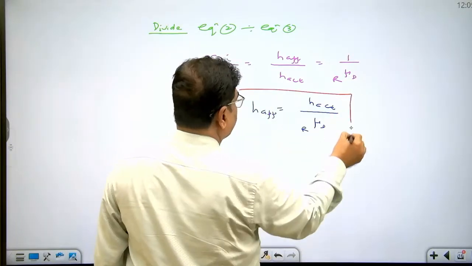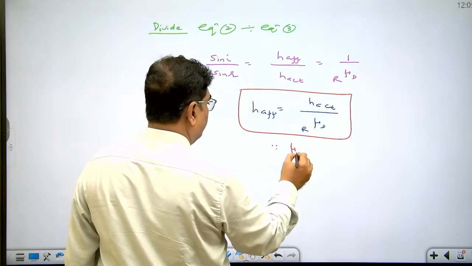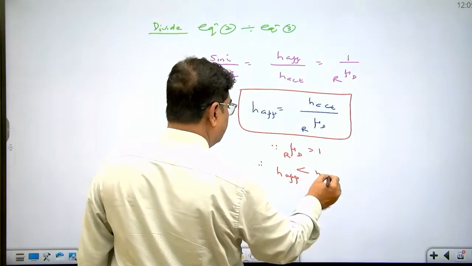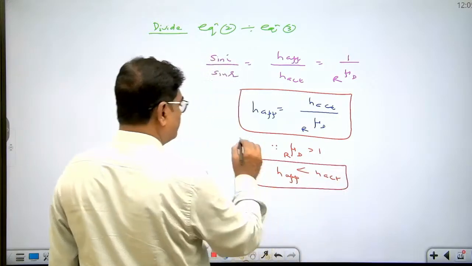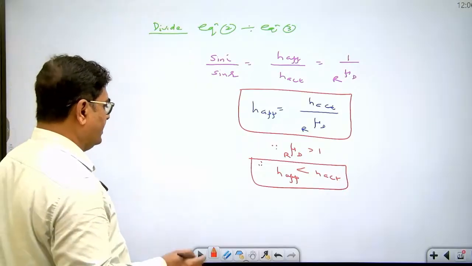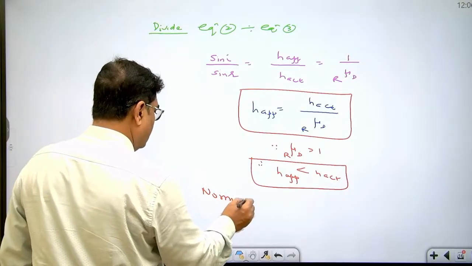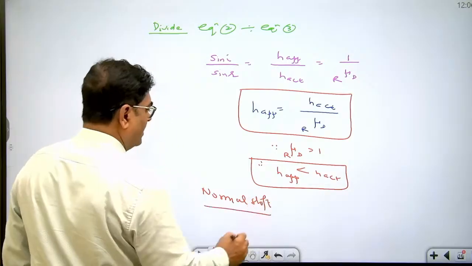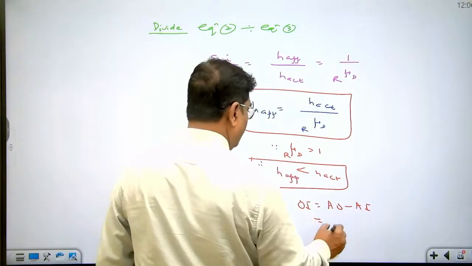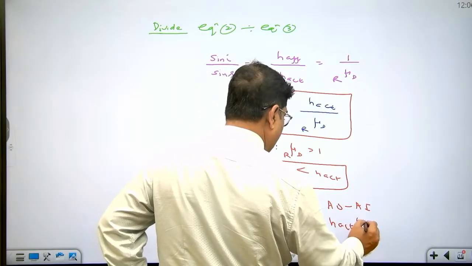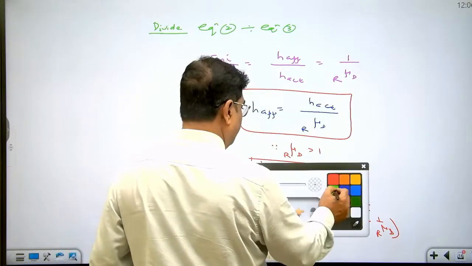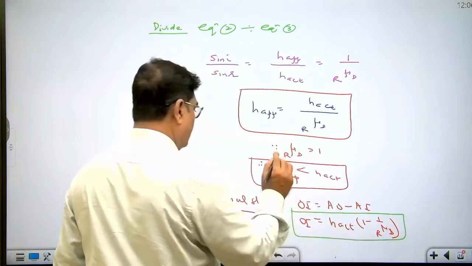Since refractive index of denser medium with respect to rarer medium is greater than 1, therefore H apparent is less than H actual, okay. So image of the object comes closer to the medium interface. And what is normal shift? Normal shift is OI, that is AO minus AI, that is H actual into 1 minus 1 upon mu dr. This is the normal shift.